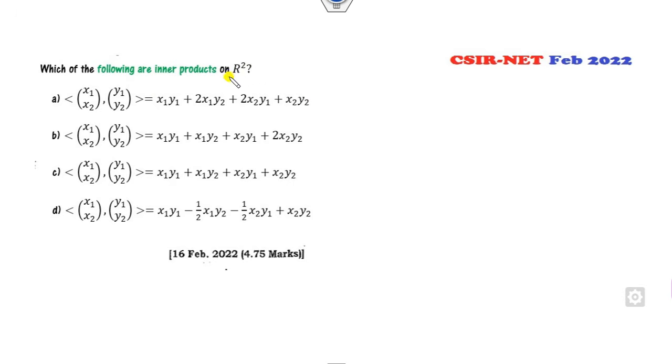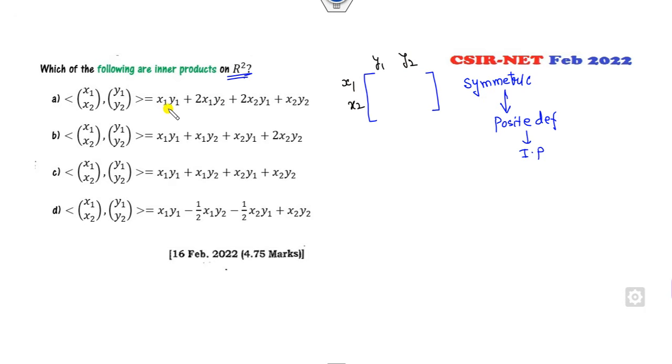Okay, which of the following is the inner product on R squared? Whenever it's an inner product, you can construct a matrix. If this is symmetric, then check whether it's positive definite. If it is positive definite, then it is an inner product. So we can define x1, x2, y1, y2. The x1, y2 coefficient is 2. Is it symmetric?